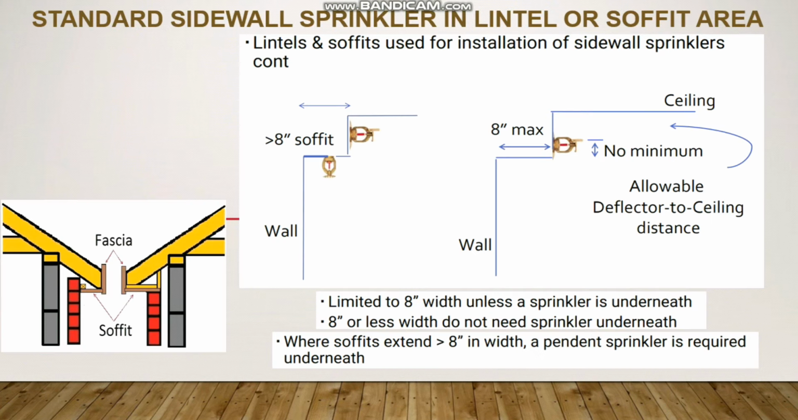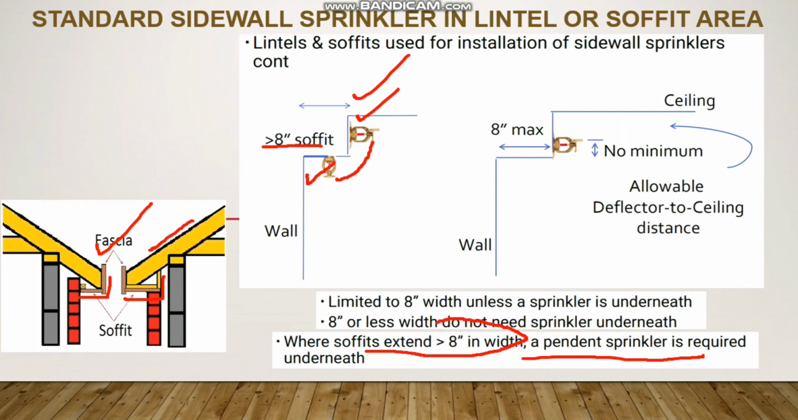And the third question is, standard sidewall sprinkler in a lintel or soffit area. Like you see in this image, we have the soffit area. This is a section view, and we have the slope of the roof, and here we have the soffit area as I mentioned. The first rule is, if this area is more than 8 inch, then we have to provide an additional sprinkler below also. This is the normal sprinkler, and again we have to provide an additional sprinkler, which is a pendant sprinkler, if the soffit exceeds 8 inch width.